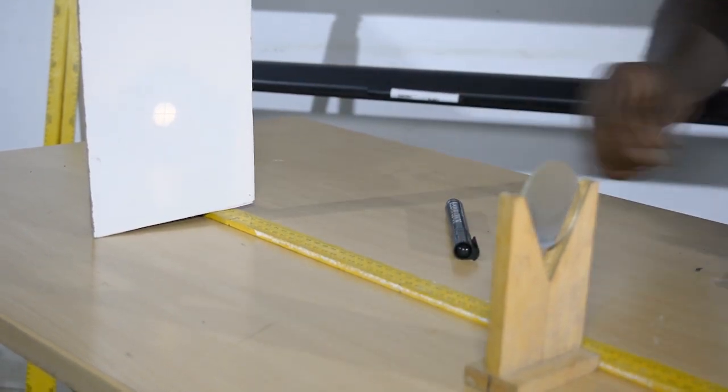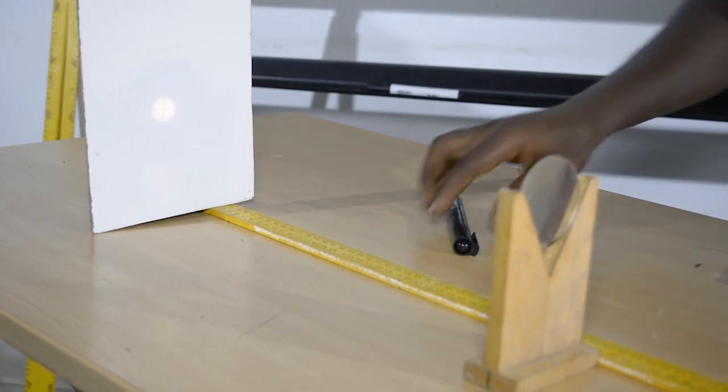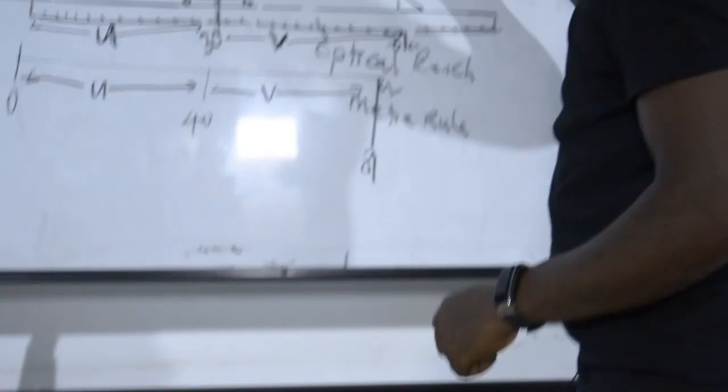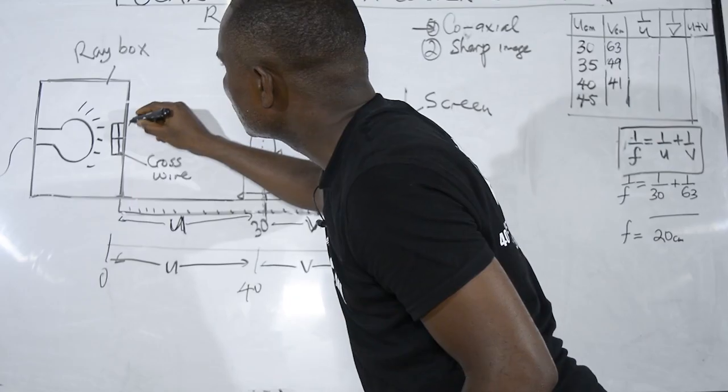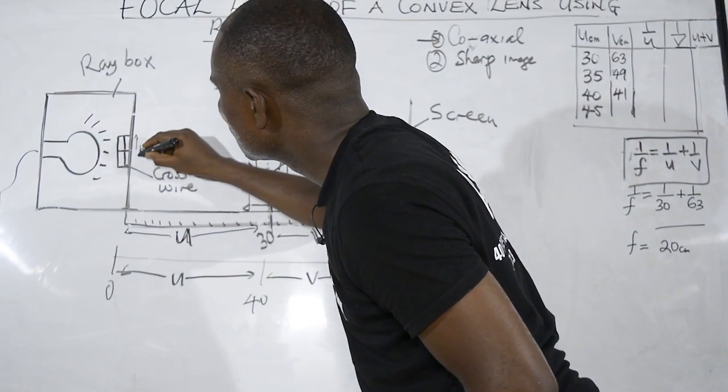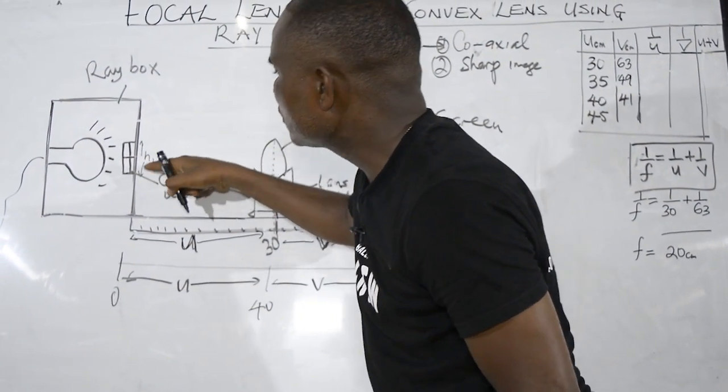You can make it more complex, where you are asked to also measure, let's say, the height of that image, which is h. The object, sorry, the height of the object is h.